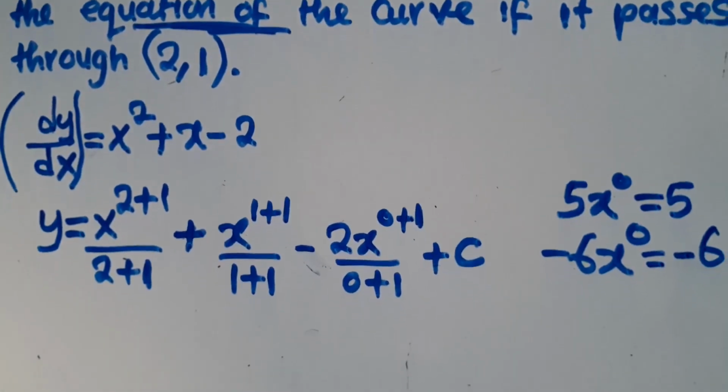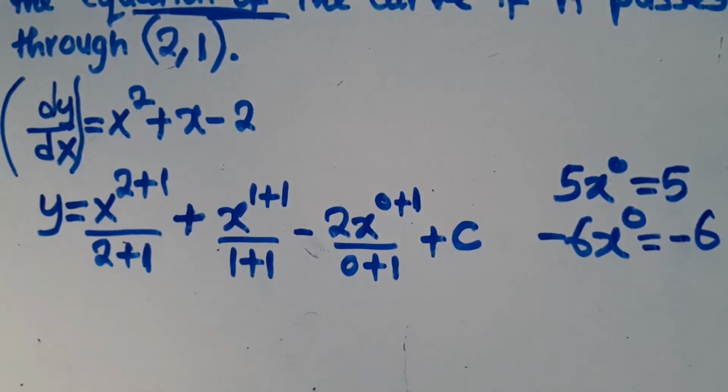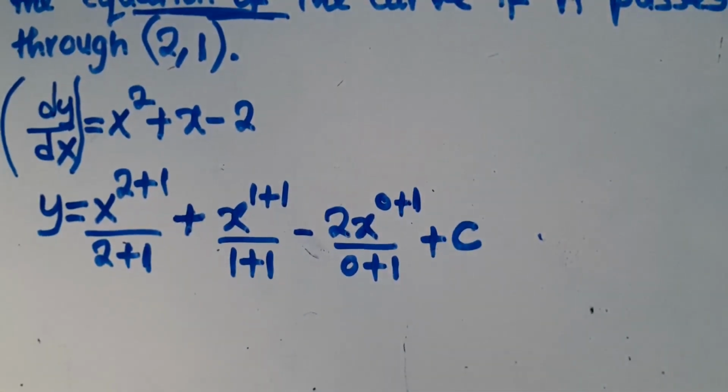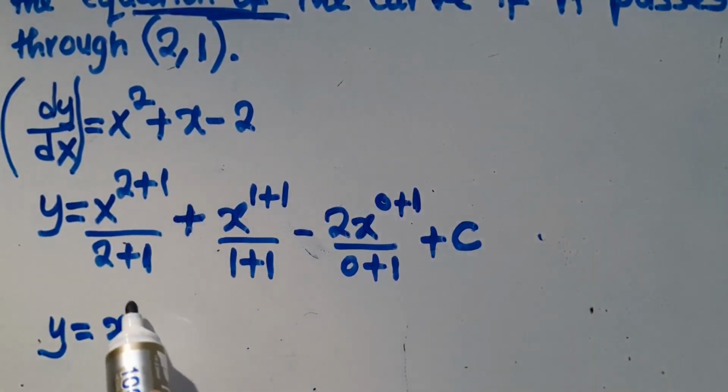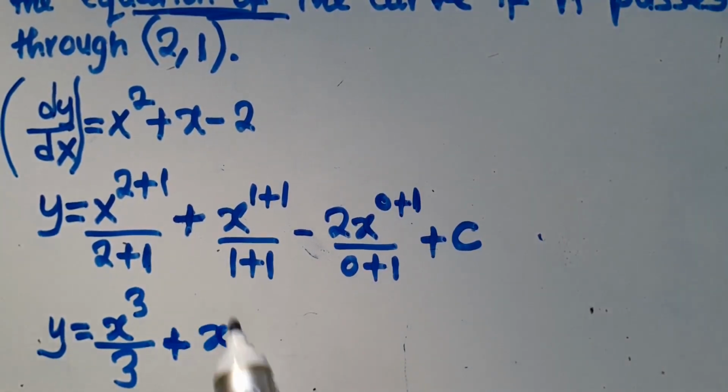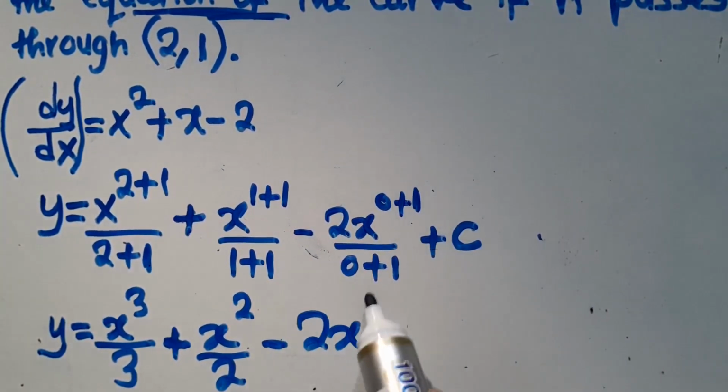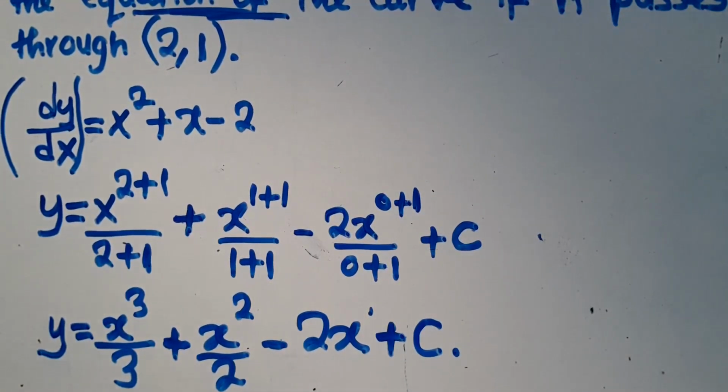Here now you work out this. So here we are just integrating. This is the first thing that you need to do, integrate. So y is equal to x power 3 over 3 plus x squared over 2 minus 2x, there is 1 there, over 1, we don't show that, plus c. This is the equation which we have formed. So now we need to find the value of what? The value of c.